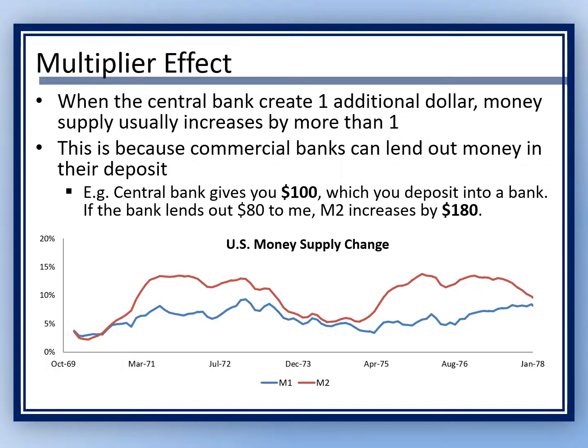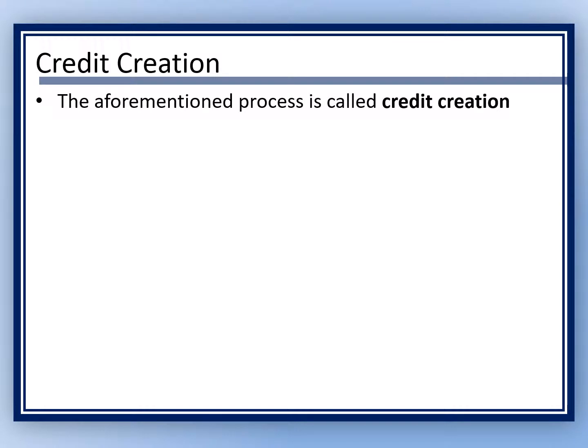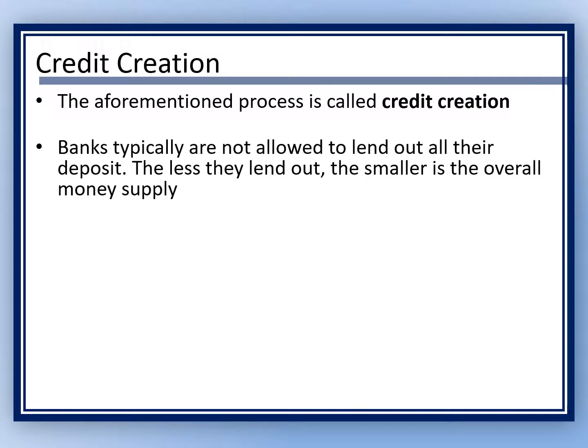For example, if the central bank gives you $100, which you deposit in the bank, and the bank lends $80 to me, then if you include M2, which includes savings deposits, it would actually increase by 180, not 100, right? So this process is called credit creation.